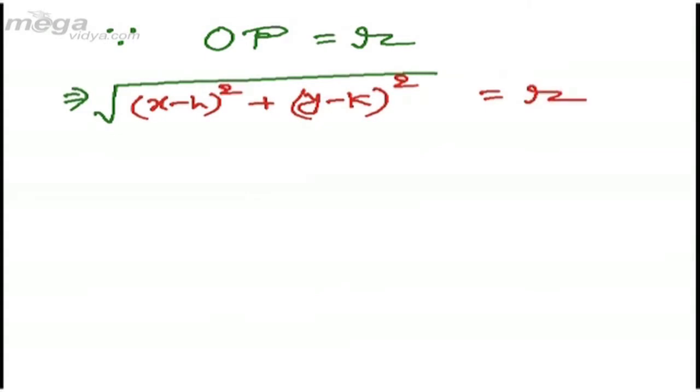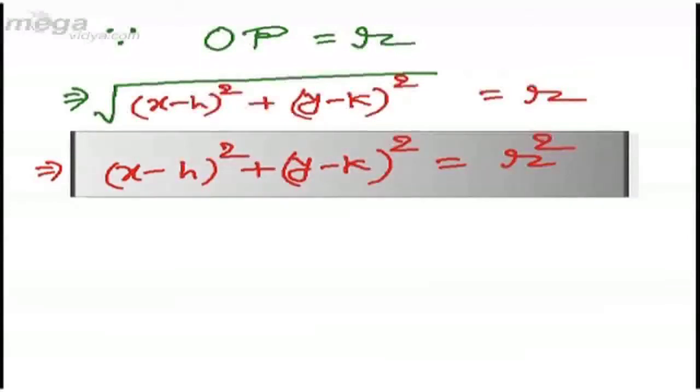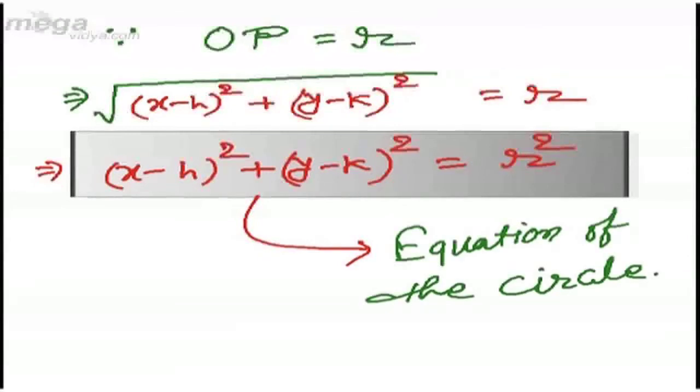Now to remove this square root, we square both sides, and hence it becomes (x minus h) whole square plus (y minus k) whole square is equal to R square. So student, this is the equation of the circle: (x minus h) whole square plus (y minus k) whole square is equal to R square is the equation of the circle.